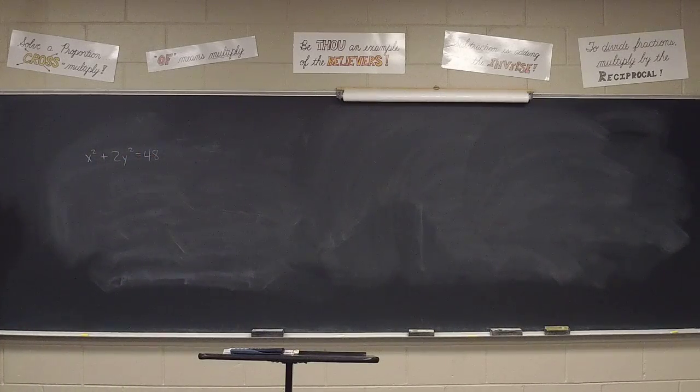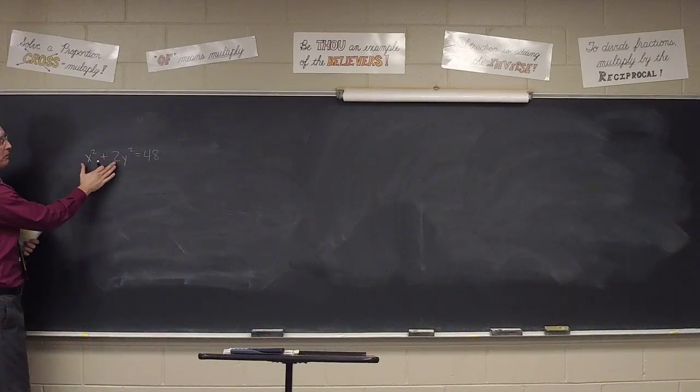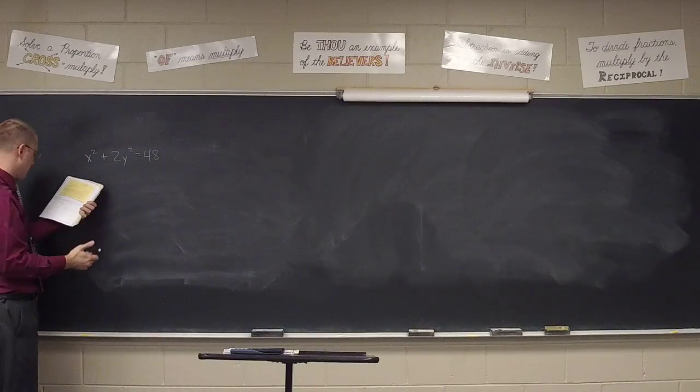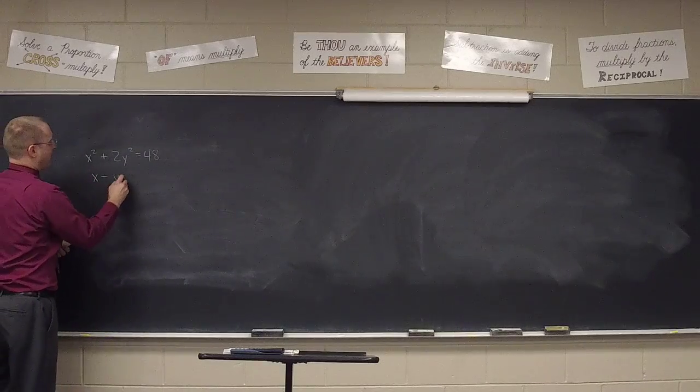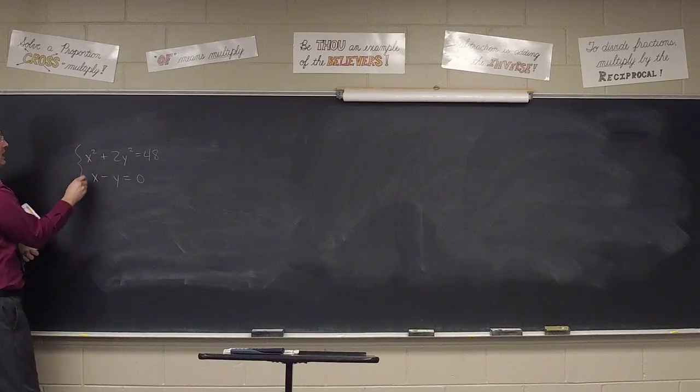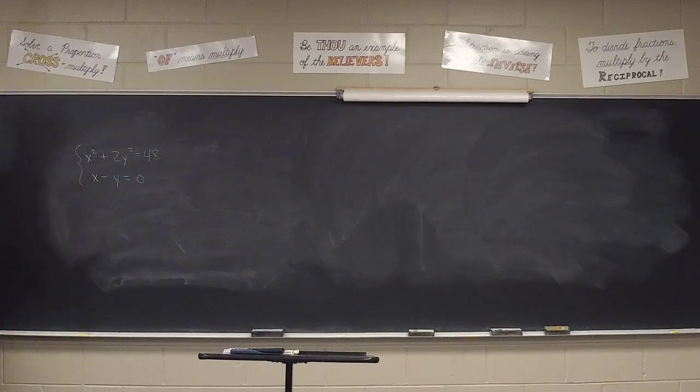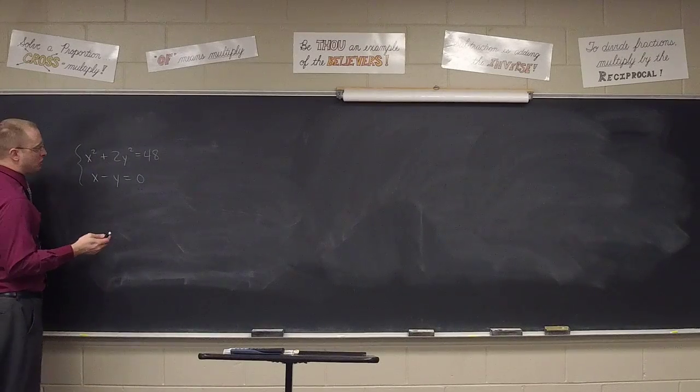Ellipse. It's like a circle, except because these numbers don't match, it's a distorted circle or an ellipse. And then we also had x minus y equals 0, that, of course, being a straight line. So probably line, ellipse, probably 2 points. Could miss, could be tangent, could just be 1. As we solve here, can I use the addition method? No, so we have to use substitution.